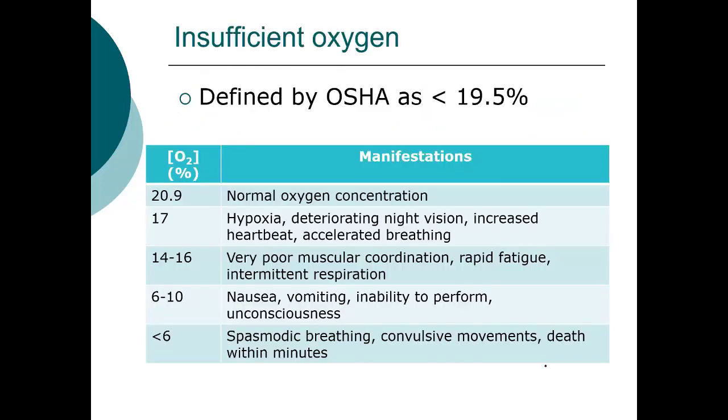Given this information about oxygen levels, is there a problem? Yes, exactly. Okay, so we're right in here. Poor muscle coordination, rapid fatigue. Your sailors are becoming very, very tired. They're having trouble breathing. That level is significantly below the 19.5% defined as a lower limit for the oxygen level. And this is by OSHA, Occupational Safety and Health Administration.